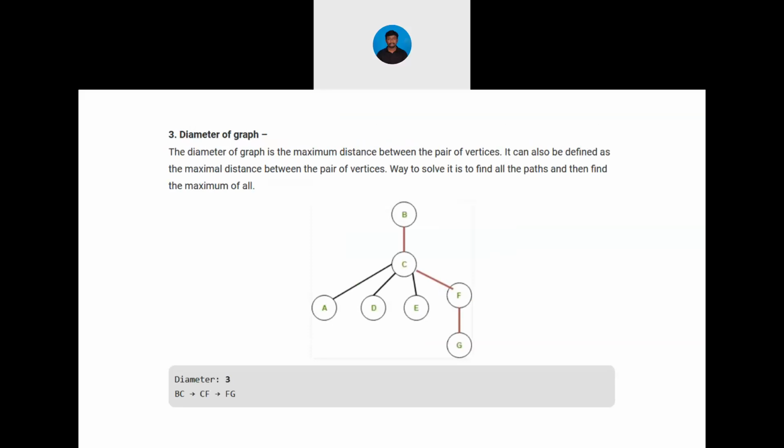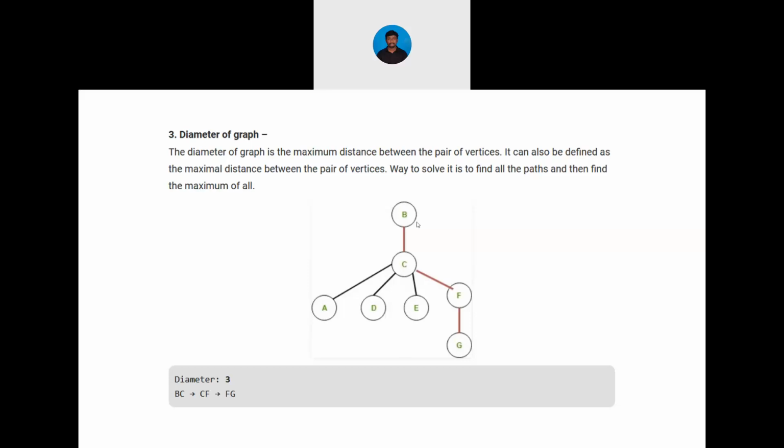And then the third one is the diameter. Maybe we have not seen this, the diameter of a graph. The diameter of a graph is the maximum distance between a pair of vertices. It can also be defined as the maximal distance between pairs of vertices. To find the diameter of a particular graph, from a particular node we have to find all the paths, and then find the maximum of them by comparing those paths.